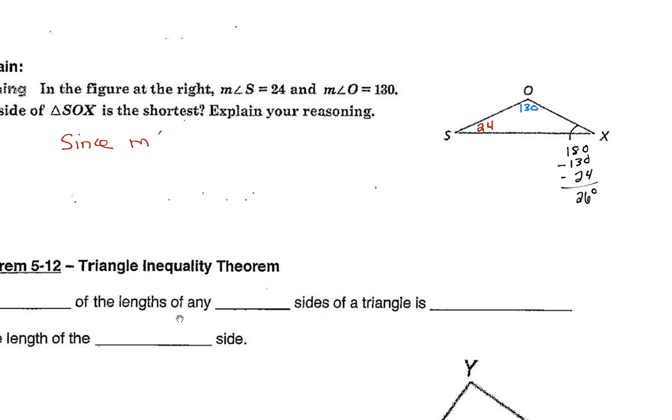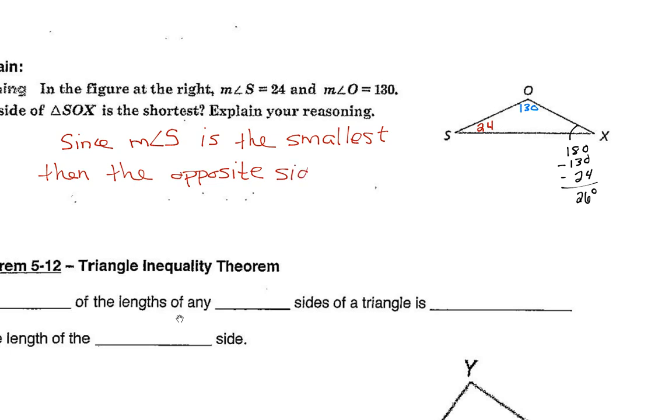Since the measure of angle S, 24, is the smallest, then the opposite side, OX, is the shortest.